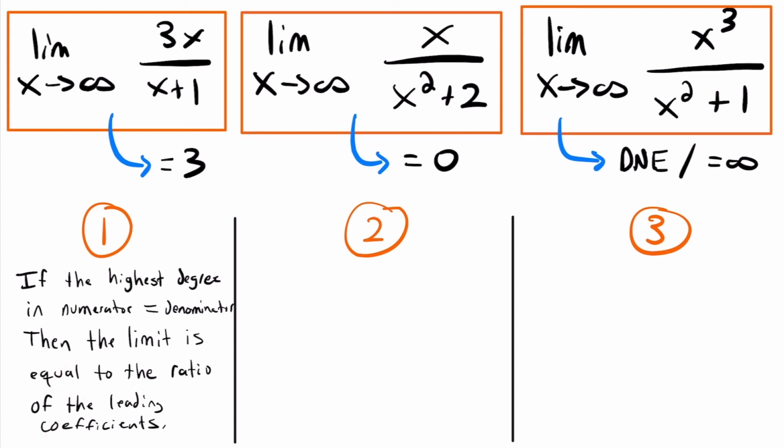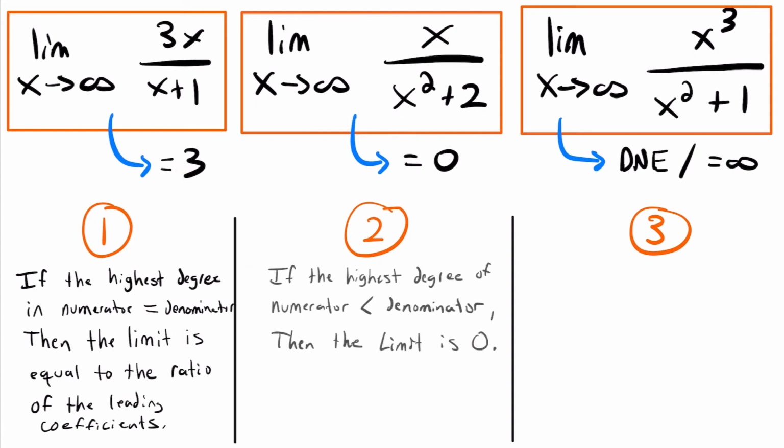So in this case, the highest degree in the numerator and denominator was 1 because they're both x to the first power. So then we would take the coefficients, 3 for the numerator and 1 for the denominator, and divide them to get 3. 3 divided by 1 is 3. Then our second guideline says that if the highest degree of the numerator is less than the denominator, then the limit is 0. And that was true in this case. The highest degree in the numerator was 1, which is less than the highest degree in the denominator, which was 2. And we ended up finding that the limit was 0.